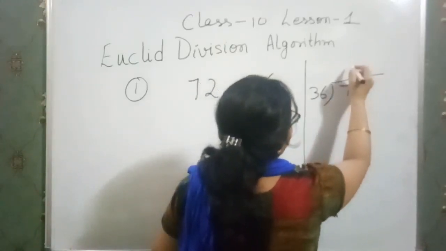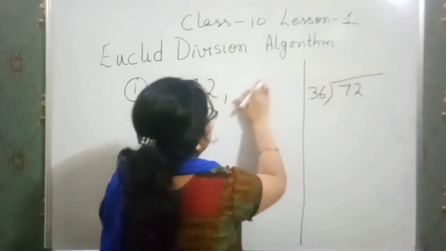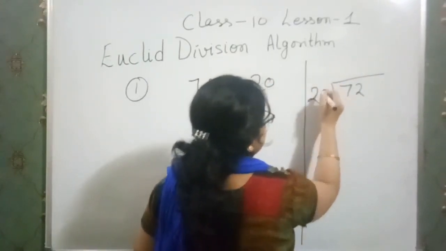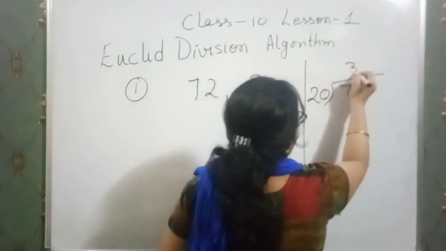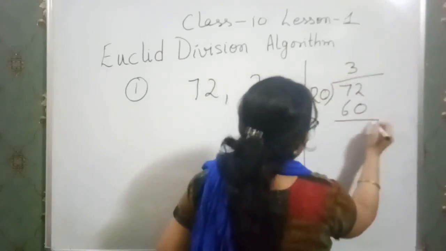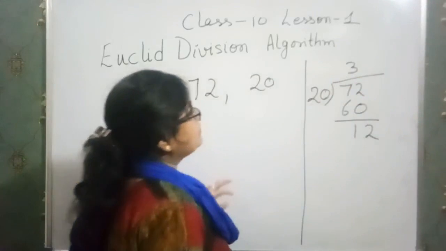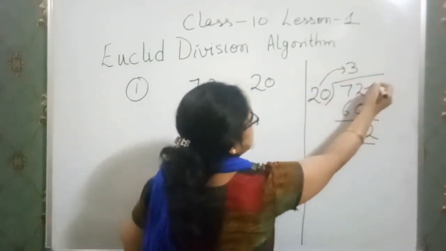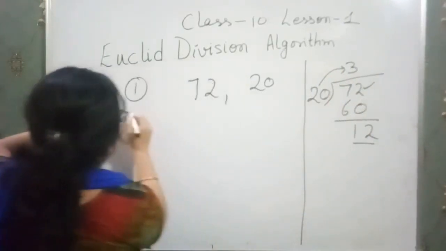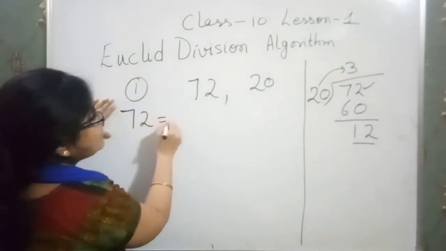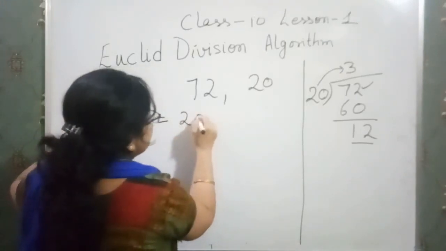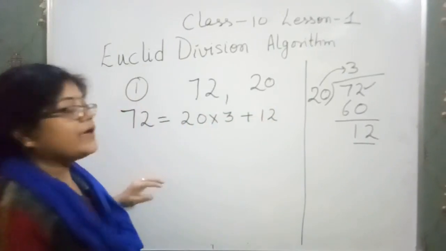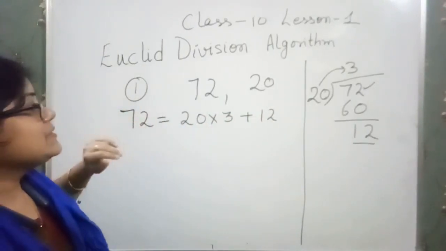We have, I will take it as 20. Okay, now I just divide it by this and we will get 60. Okay, now 12. Now if you multiply both these and add this, you will get 72. So right here 72 is equal to 20 into 3 plus 12. Okay, this is the first step.